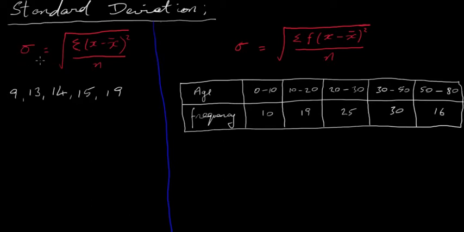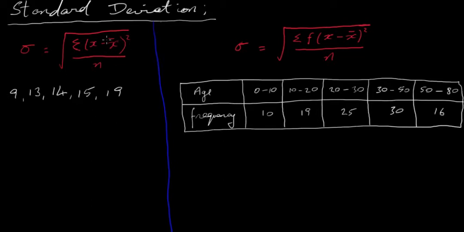Standard deviation sigma is equal to the square root of the sum of this E here. It just means the sum of, you add up these values here and divide your answer by the total number of numbers. This is x, each individual number, these are our x's here, minus x bar, which just means the mean of these numbers, and then you square your answer.